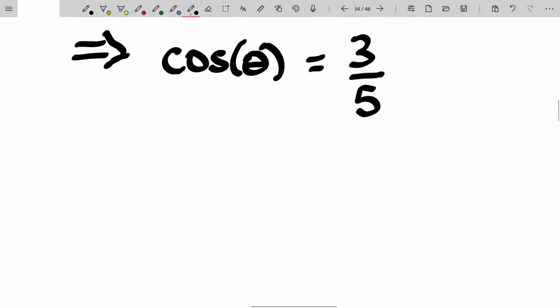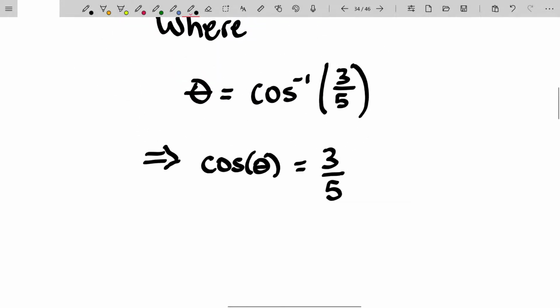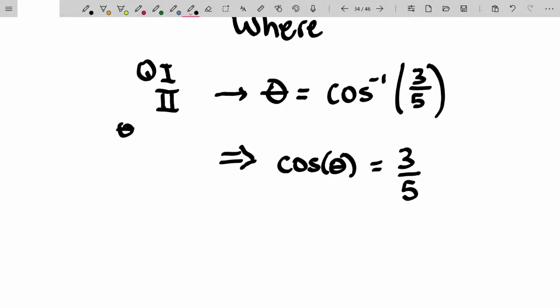Well, cosine is positive in quadrants 1 and 4. However, our angle here is either quadrant 1 or 2, because that's where the cosine inverse is going to return. So I know whatever angle this is, it's going to be an angle between 0 and pi. I'll even write that down. The angles between 0 and pi. It actually can include those edges as well.